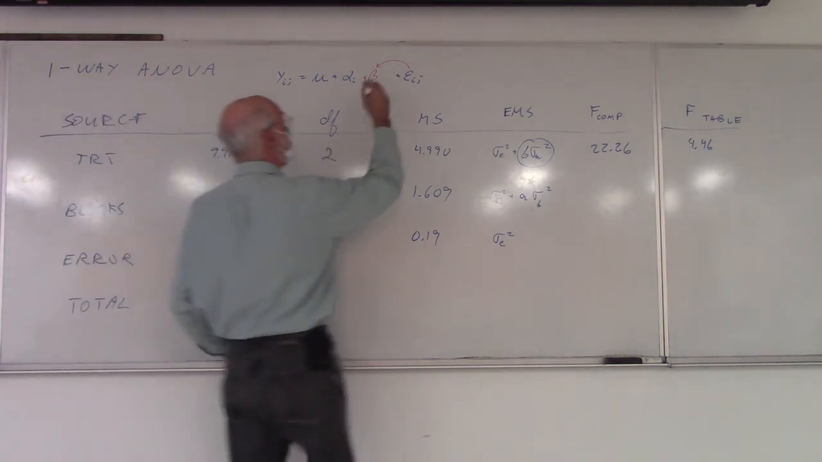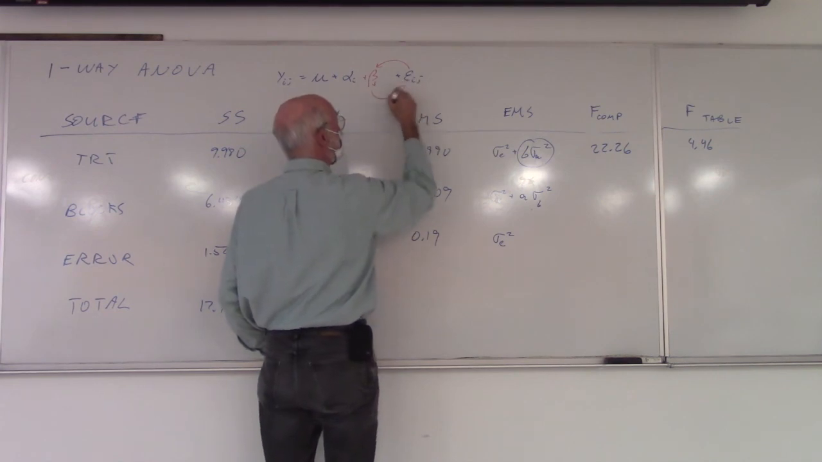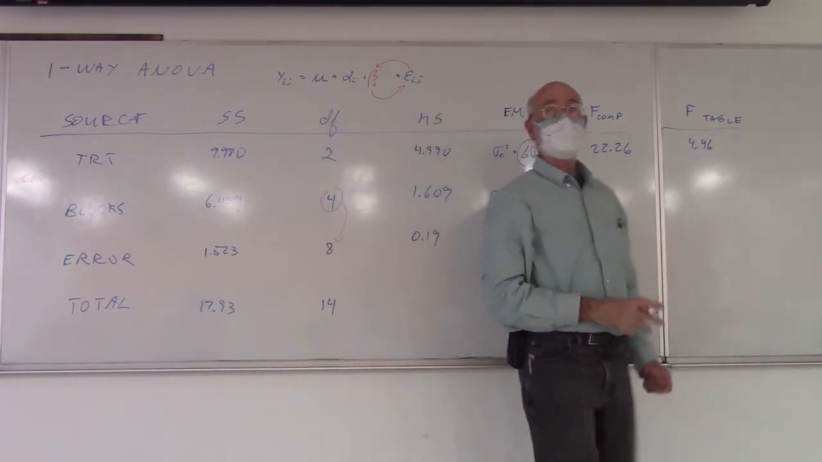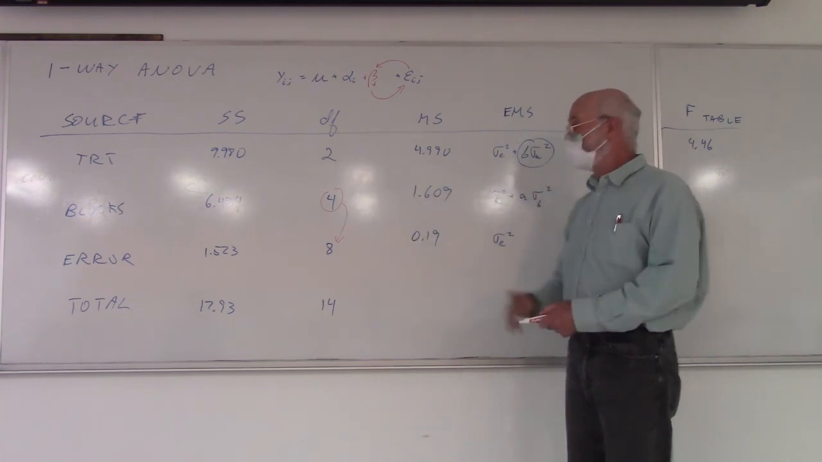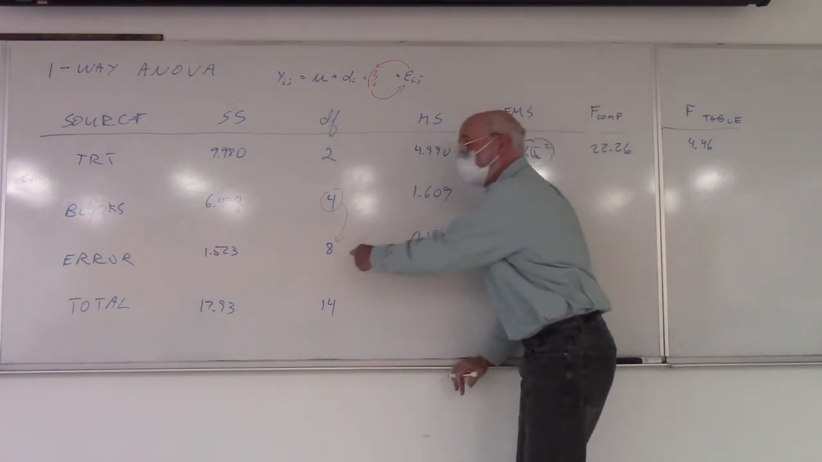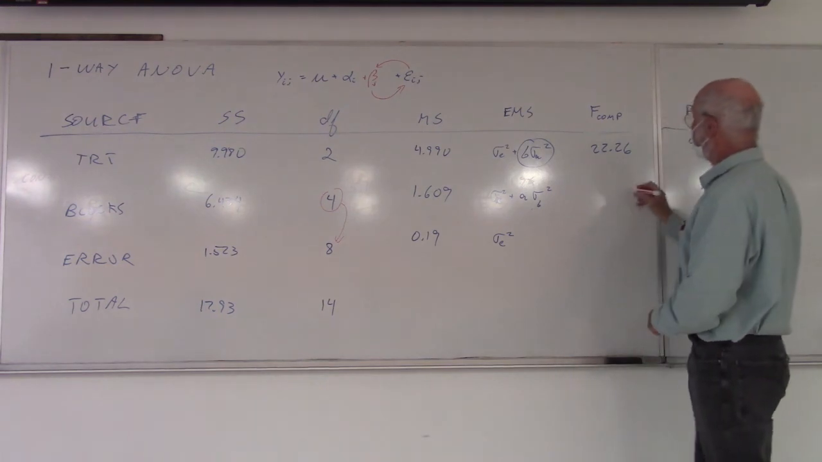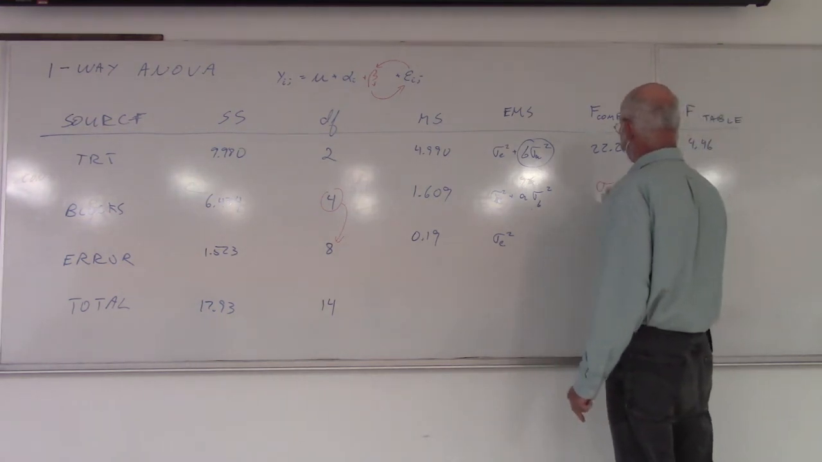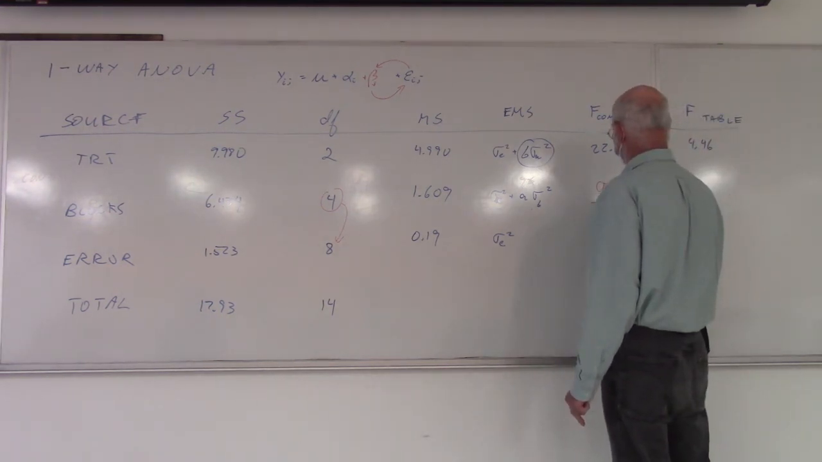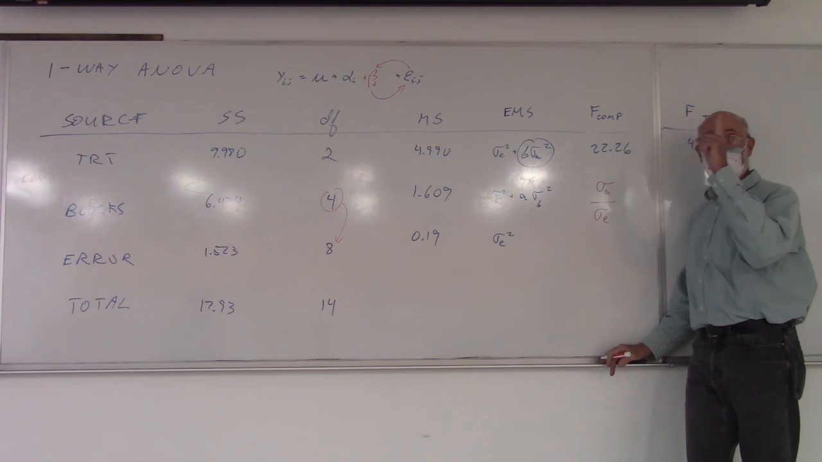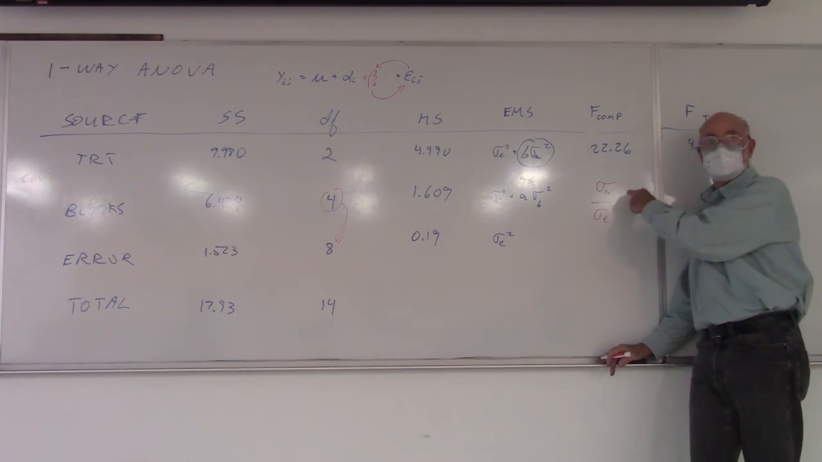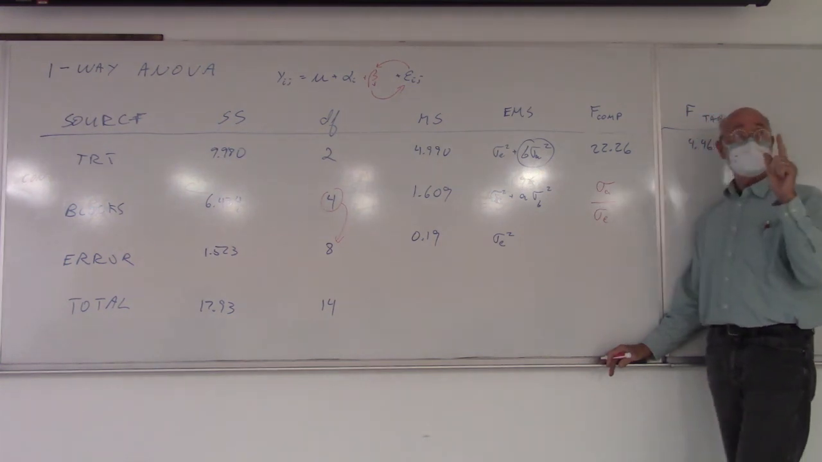I'm going to take this beta term and return it to epsilon. Get rid of the blocks. Now, because I have more error degrees of freedom, when I test sigma sub A divided by sigma sub E, I have more degrees of freedom there, meaning that's going to be smaller, and now maybe I'll find a difference. But we live in a Bayesian world.